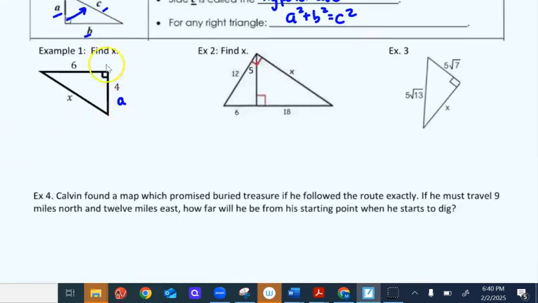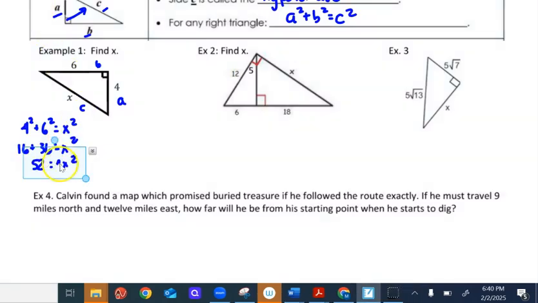So if we need the missing side here, this is a, b, and c, we would just set it up. 16 plus 36. Square root both sides to get x by itself. So x is equal to 2 times 3, now I can't remember. Okay, it's a 2 and a 26 and a 2 and a 13. 2 times 13. So 2 square roots of 3.